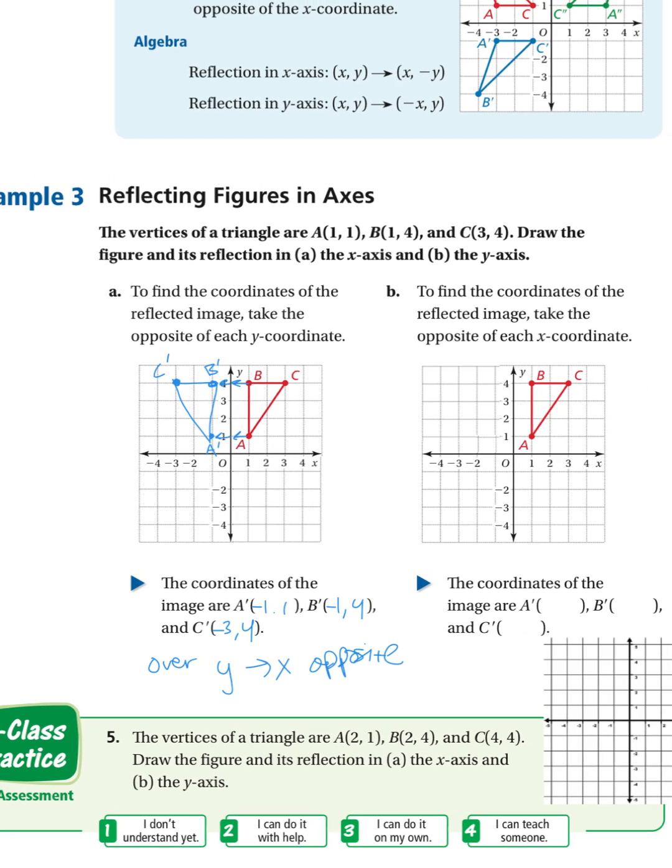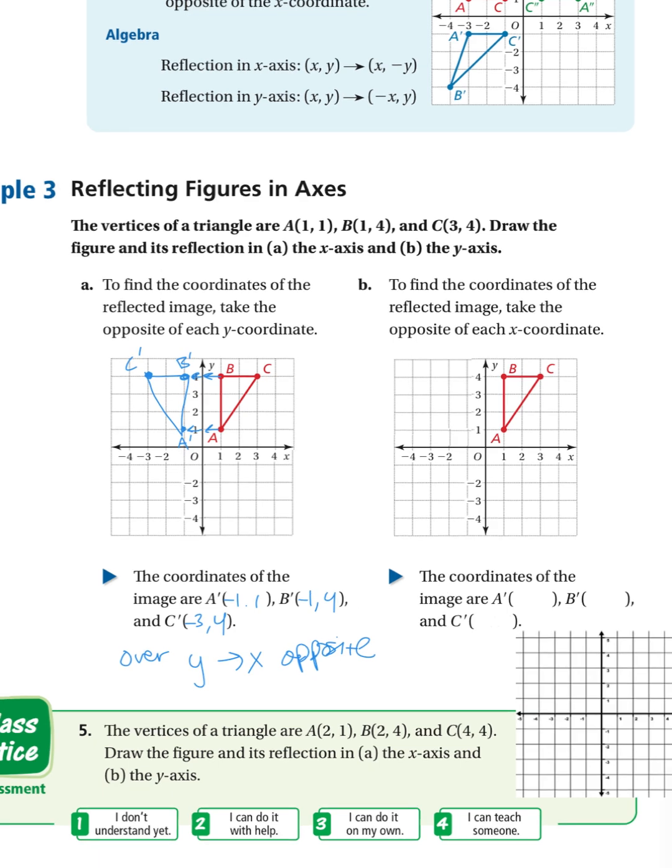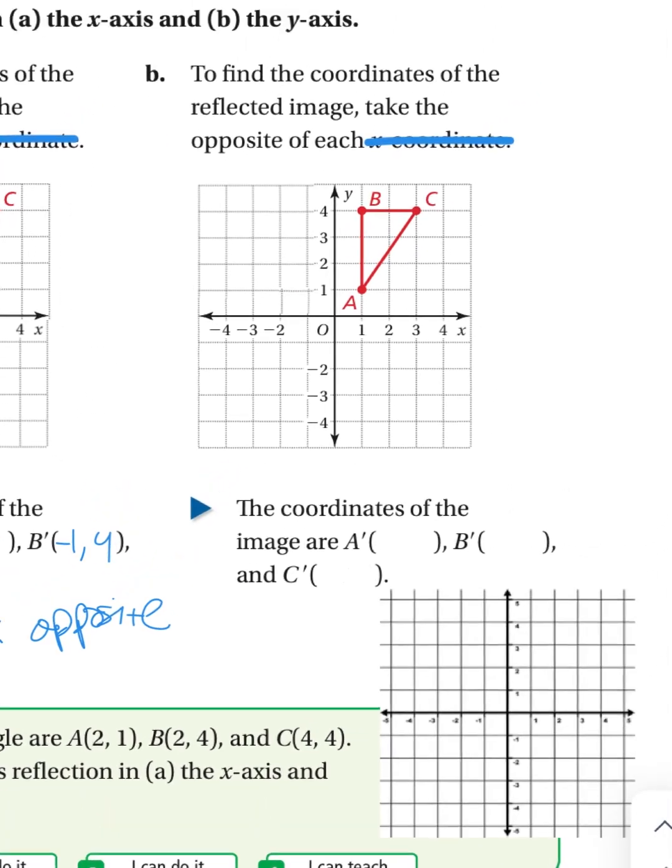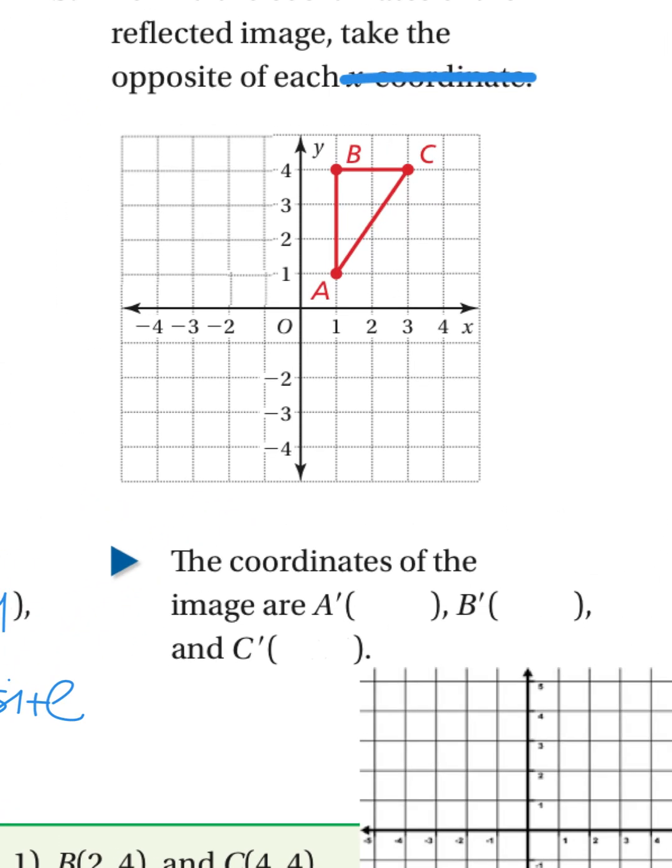All right, now we'll practice going over X. And I just realized we did this backwards of these, so. When we go over Y, X is opposite. So now we're going over X, so Y should be opposite. So we could just look at the coordinates. So A is at 1, 1. If I'm reflecting over X, the opposite of Y is -1. So my new point should be right here.